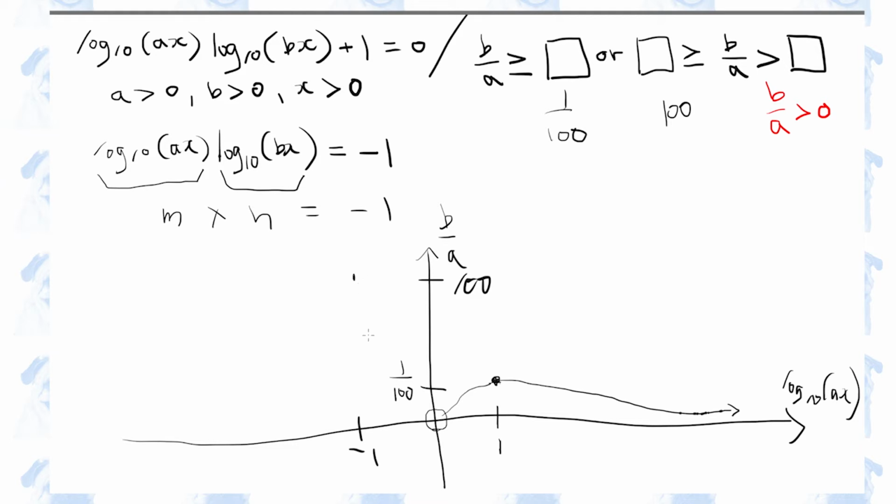And starting from the point minus 1, 100, if we go right towards the vertical axis, the value will increase, and if we go to the left towards negative infinity, the value increases. Therefore, b over a is greater than 0, but it's less than or equal to 1 over 100. Or b over a is greater than or equal to 100.